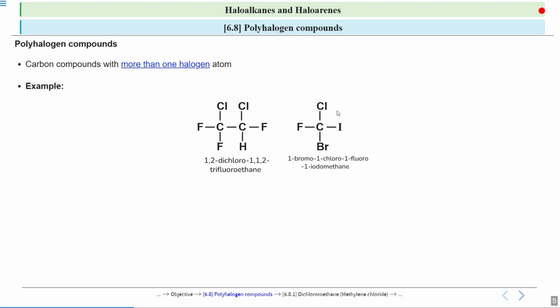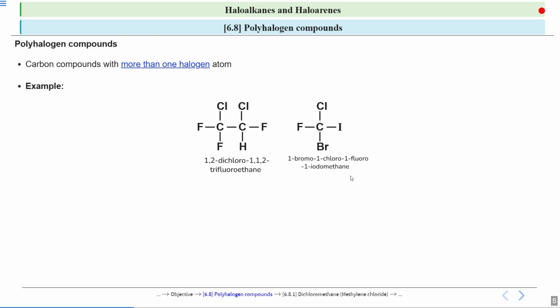Now if you look at the other structure, it has only a single carbon, so it is methane. You can call this the first position of the carbon. At this carbon we have bromine, chlorine, fluorine, and iodine. So the tetravalency of this carbon is fulfilled by these four halogen atoms: fluorine, chlorine, bromine, and iodine. So the name is 1-bromo-1-chloro-1-fluoro-1-iodomethane.